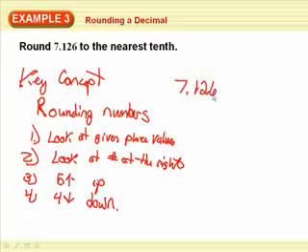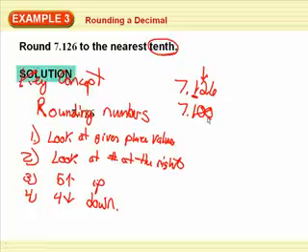7.126, I'll do the steps. First, you look at the given place value. They want us to round to the nearest tenth, so that's the given place value. Second, you look at the number to the right, which is this one. Since it's a 2, which is less than 5, we round this 7.1 down, and these just become zeros, or in this case, you don't even have to write them. So that would be 7.1.